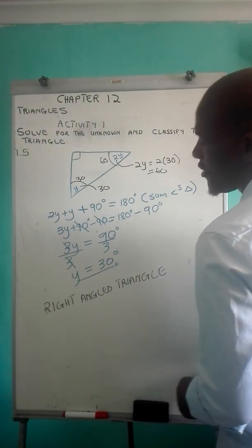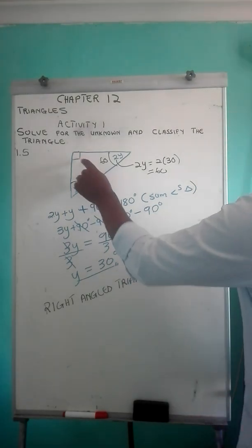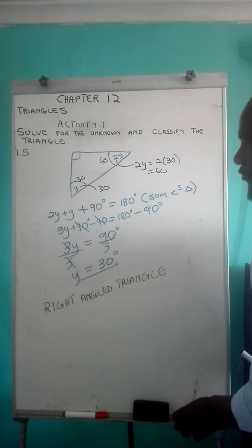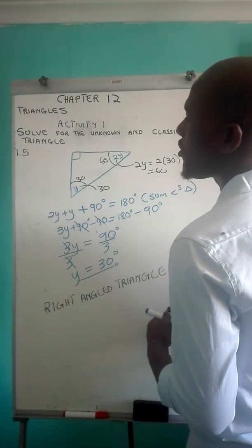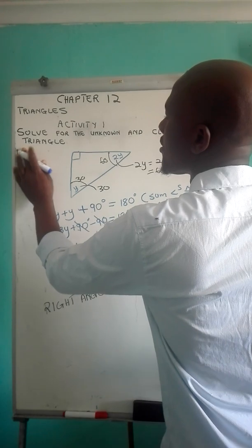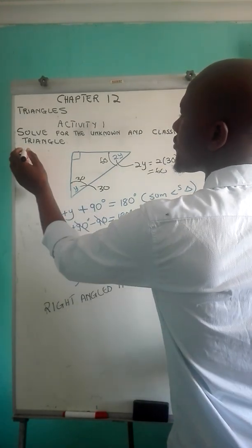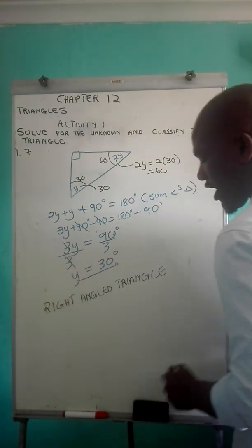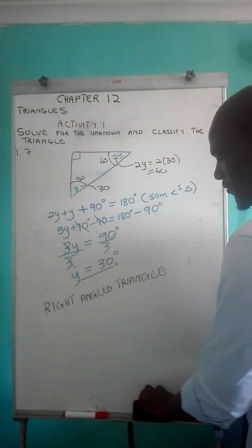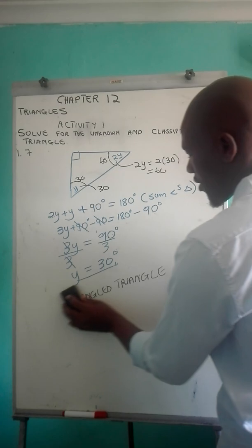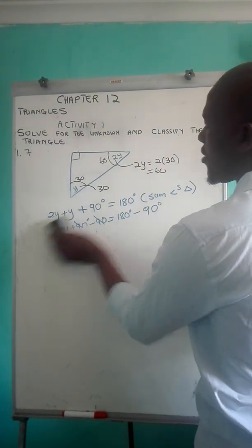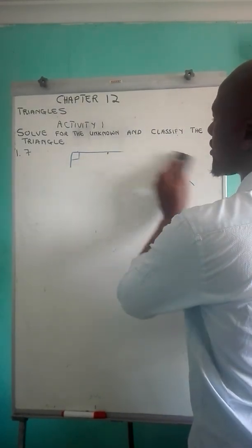Okay, because there is 90 degrees. This is 1.7. Now I will do 1.8.